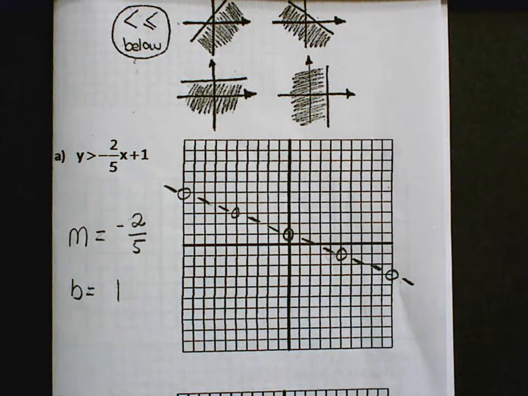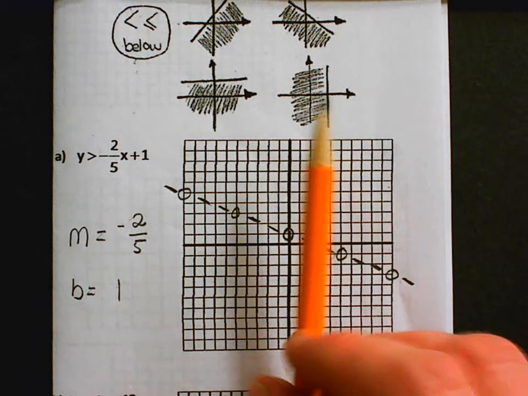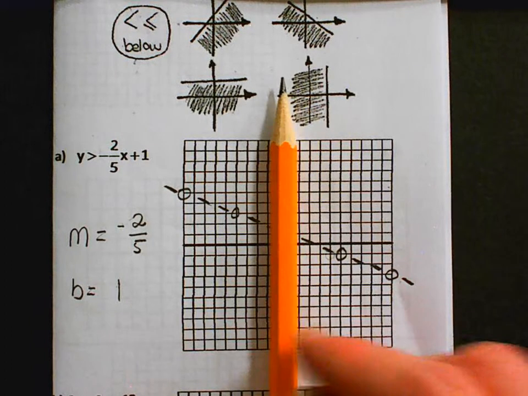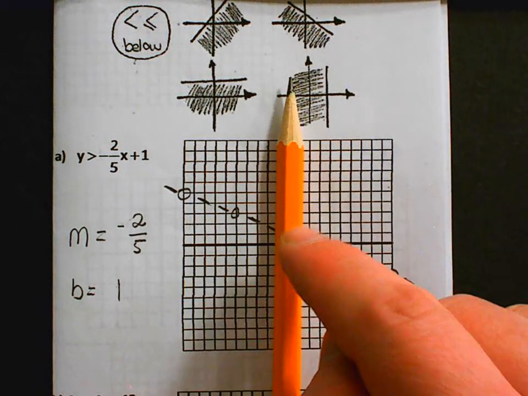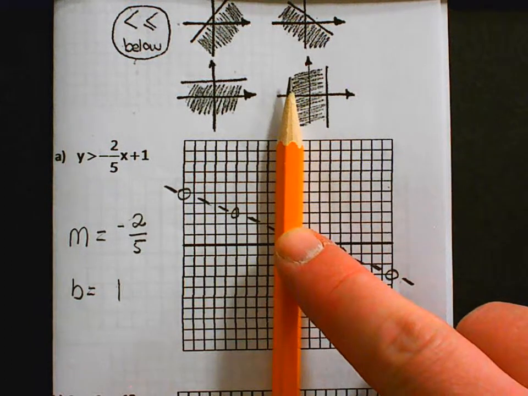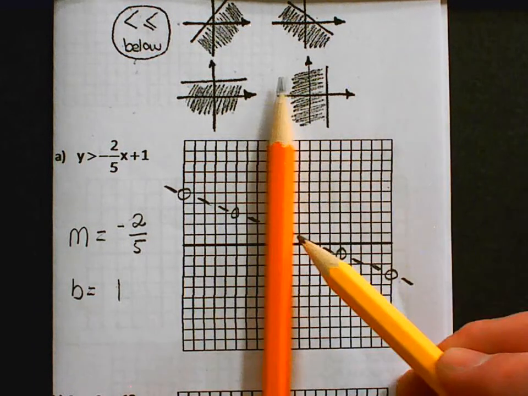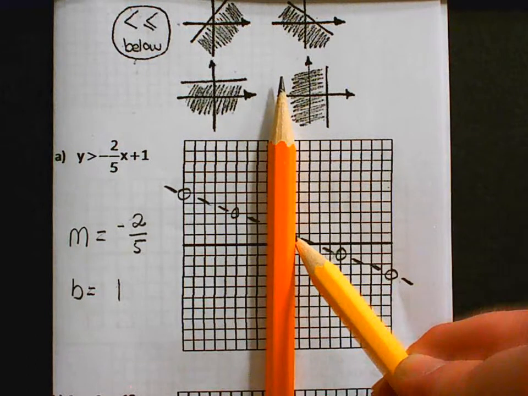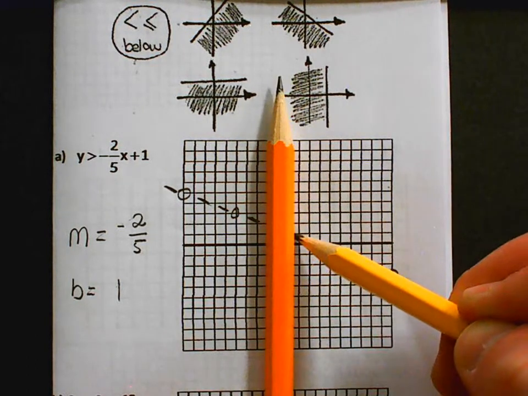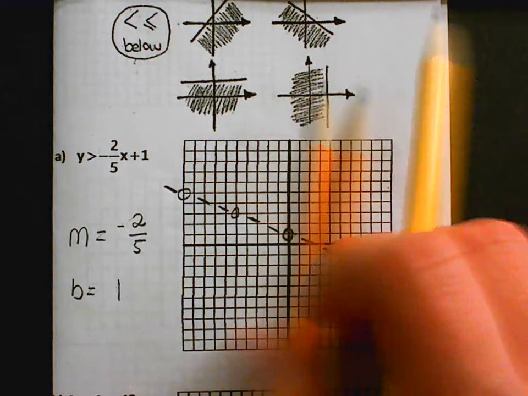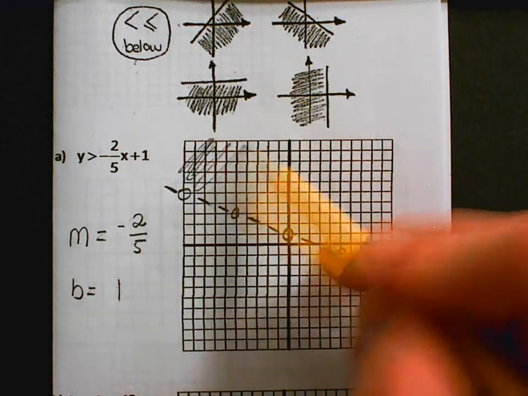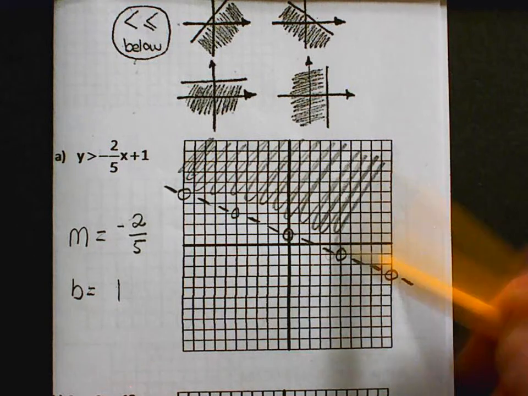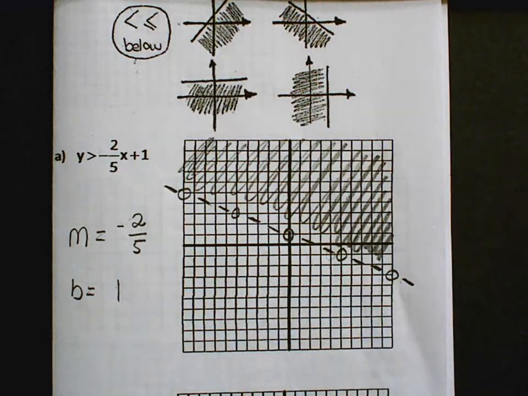Alright, and now we're ready to shade. Because this is greater than, we're going to shade above the line. Imagine that you're putting a pencil right there where the line is. Where will be the points greater than this point right here that I'm pointing to? It will be above the line. So that means it will be this region right here that you're going to shade.